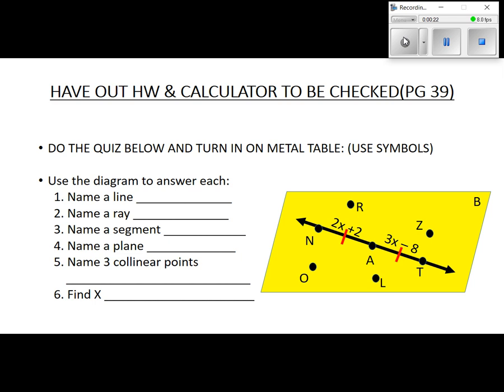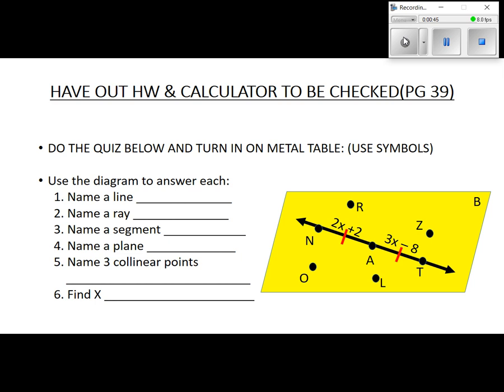Two letters to name a line, and you've got to use the line symbol above it. Name a ray in the picture. Can I just do that? What? Arrow. One arrow pointing to the right tells you it's a ray.